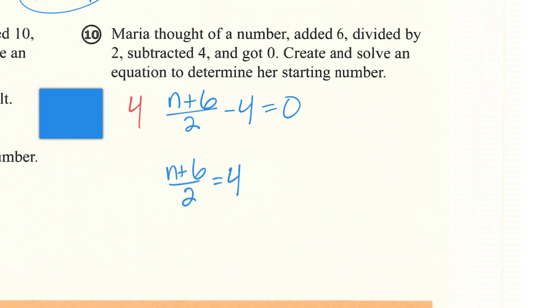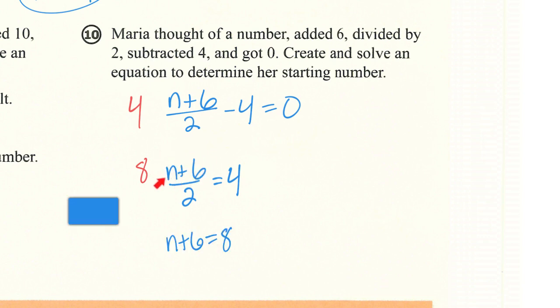So here's what I'm looking at now. All of this needs to be 4 in order for this equation to equal 0. So what number divided by 2 equals 4? I'm covering that part up, and I know that 8 divided by 2 equals 4. So this piece right here, n plus 6, has to be 8. So here's my new equation, and I'm thinking, what number plus 6 equals 8? From that, I can see that n is going to equal 2.